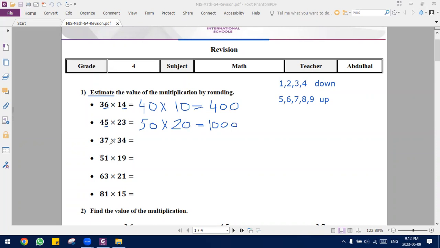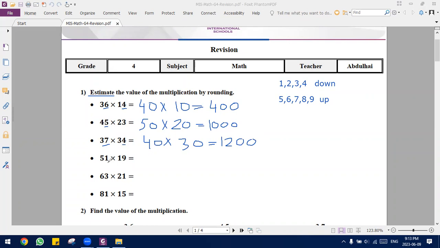Then 37. 7 means round up, will be 40 times 34. 4 means round down, will be 30. 4 times 3 is 12. And then I add these two zeros. So it's 1200.